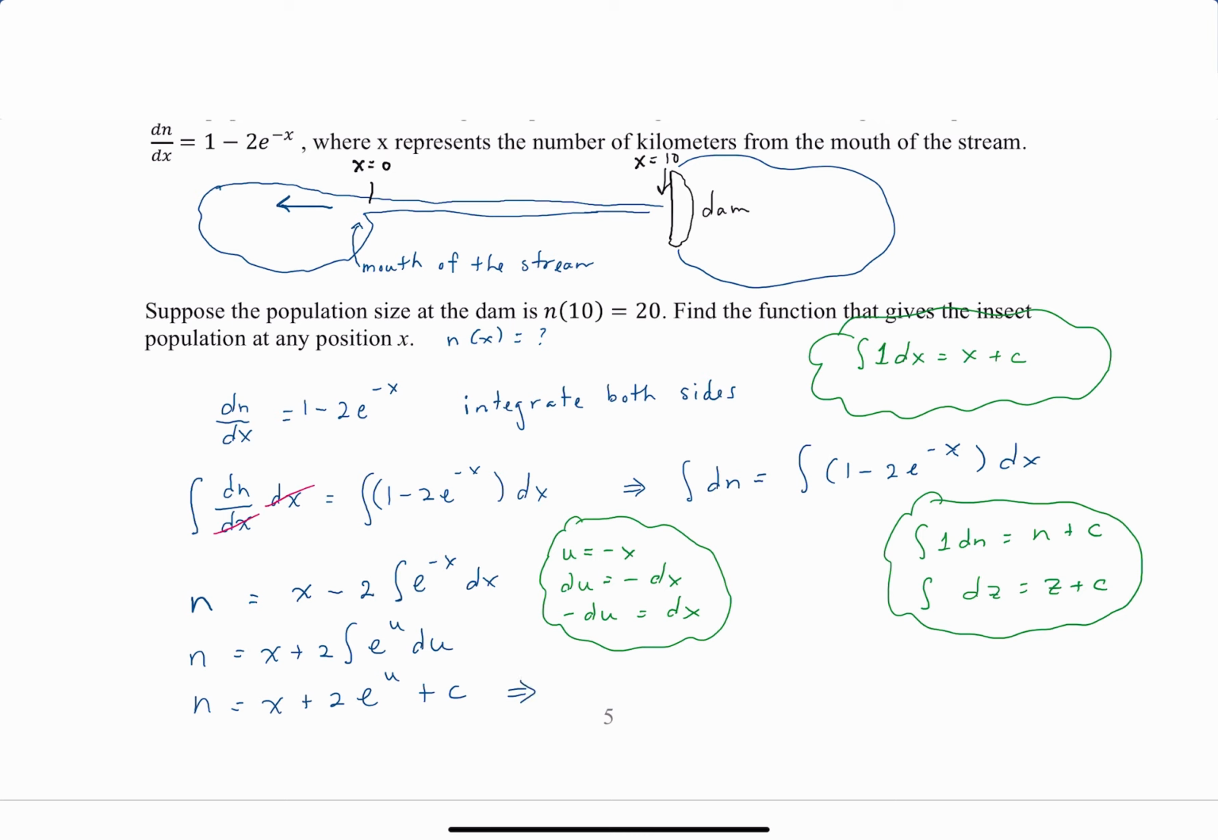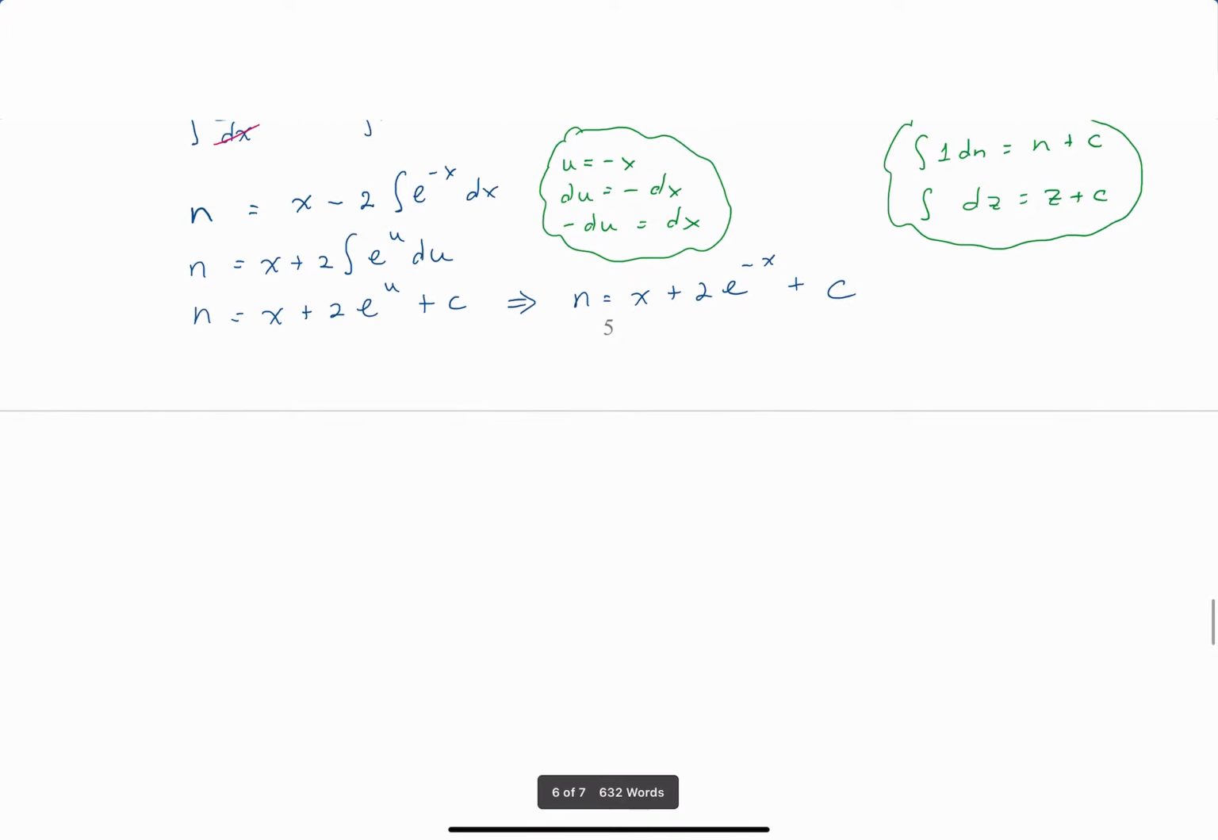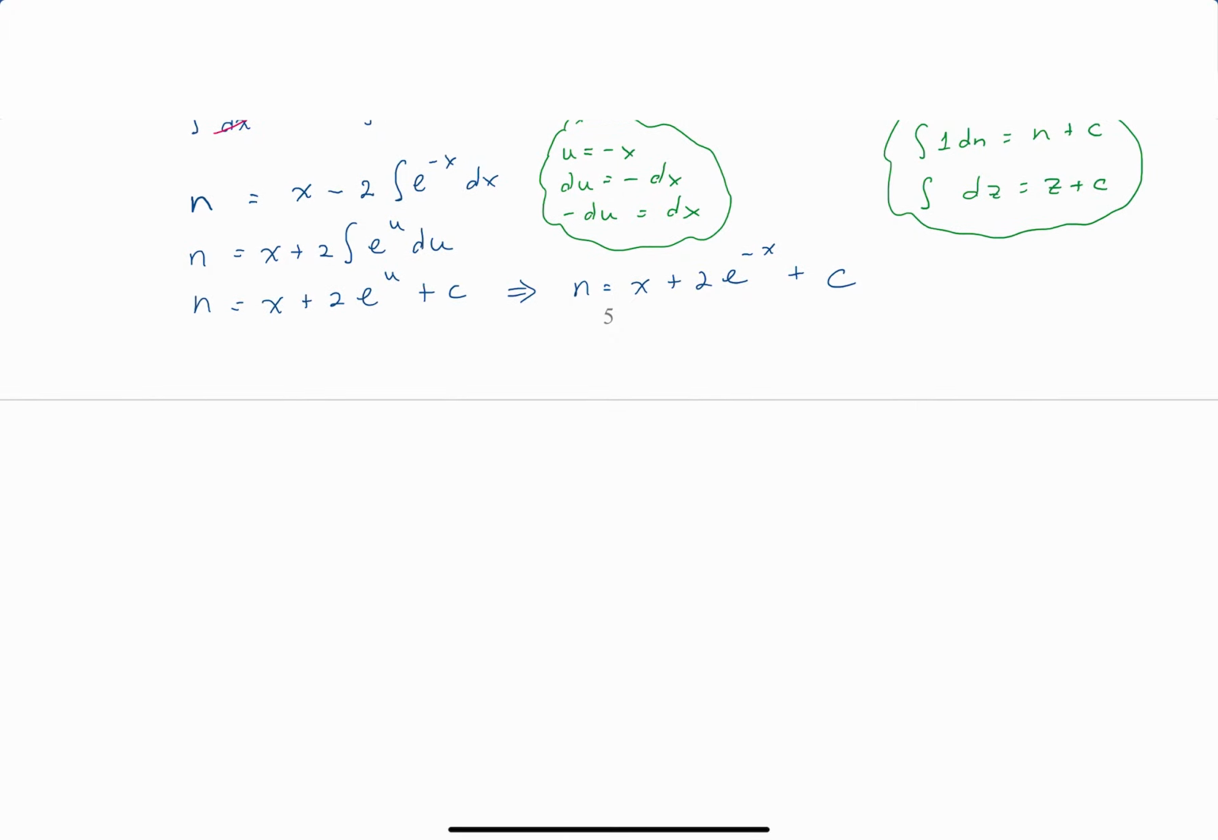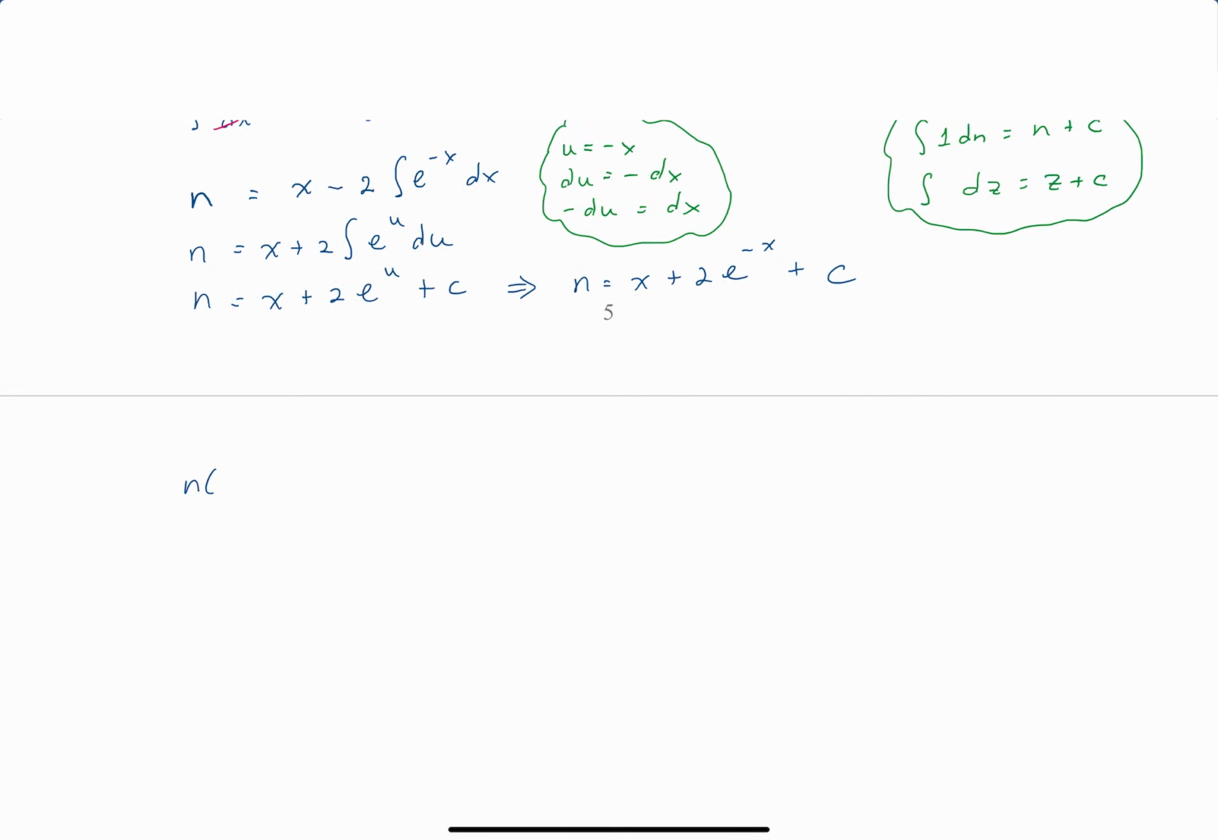So we have n equals x plus 2, and then I have to put in what u is. u is just my name for minus x, so I'll change the u to a minus x, and then I have a plus c. So this is our function. n of x equals x plus 2 e to the minus x plus c.